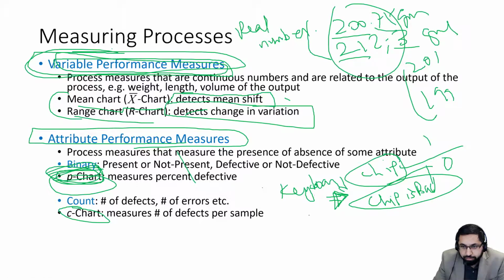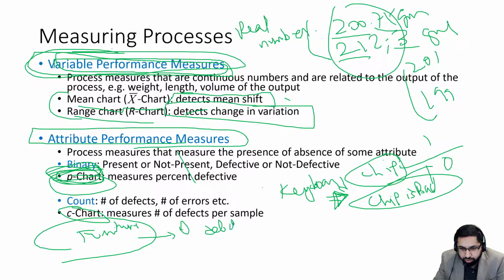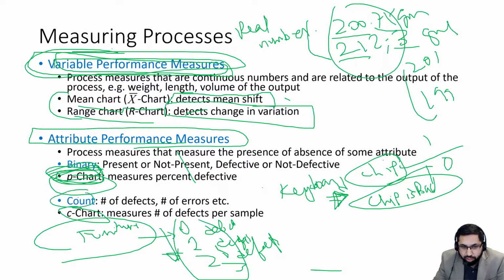Let's imagine, let's use furniture. Okay, when we do quality check of furniture, we have to make sure it doesn't have scratches and defects. Now, a piece of furniture can have 0 defects or scratches, 1 defect, 2 defects, 3, and so on. So it could be any positive integer. In this case, we'll use a C chart or a count chart because we're literally counting the amount of defects.